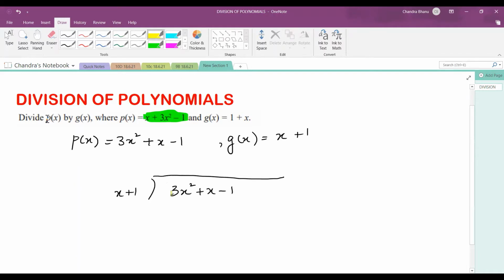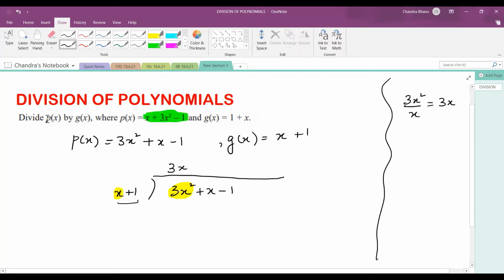First of all, we are going to look at the first term in the dividend as well as the divisor. My first term here is 3x square, and I am going to divide it by the first term of the divisor. So it is 3x. So the first term of the quotient will be 3x. Now all the terms of the divisor will get multiplied with the quotient. So first x will get multiplied with the quotient. So x into 3x will be 3x square.